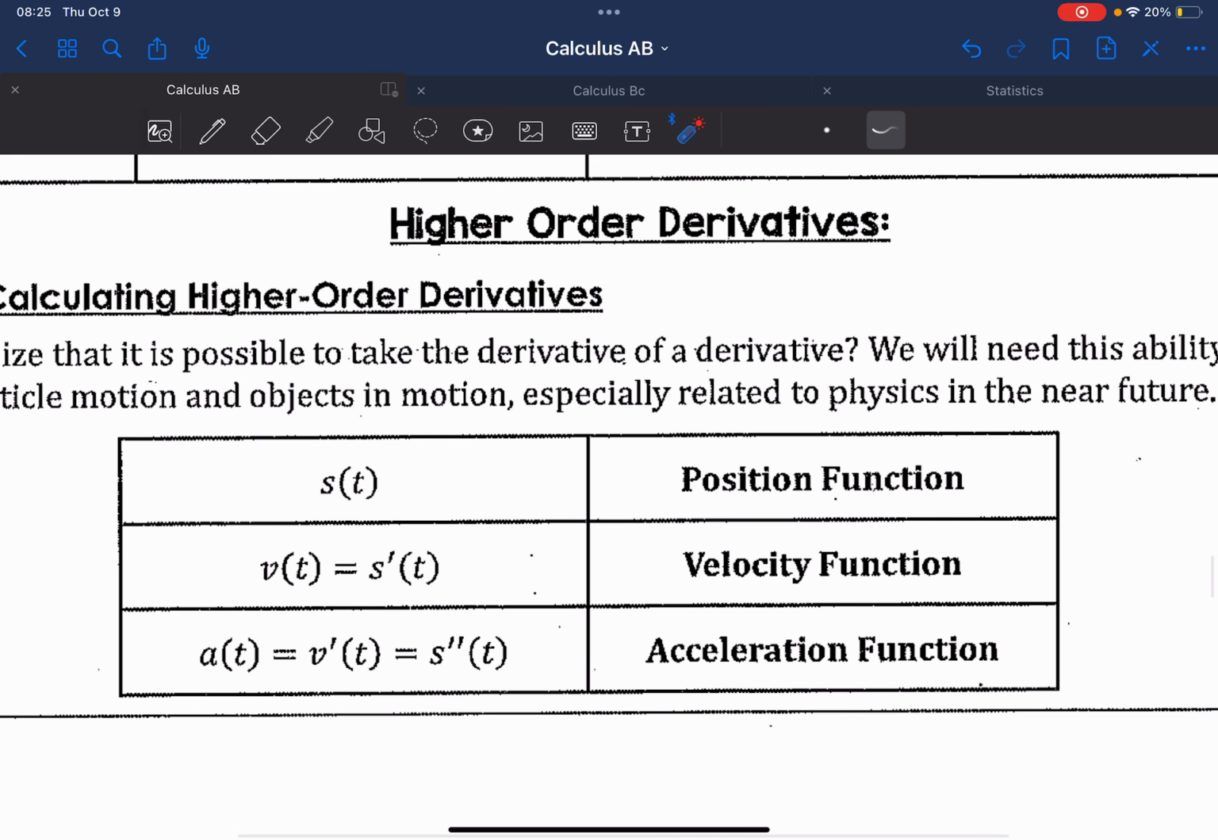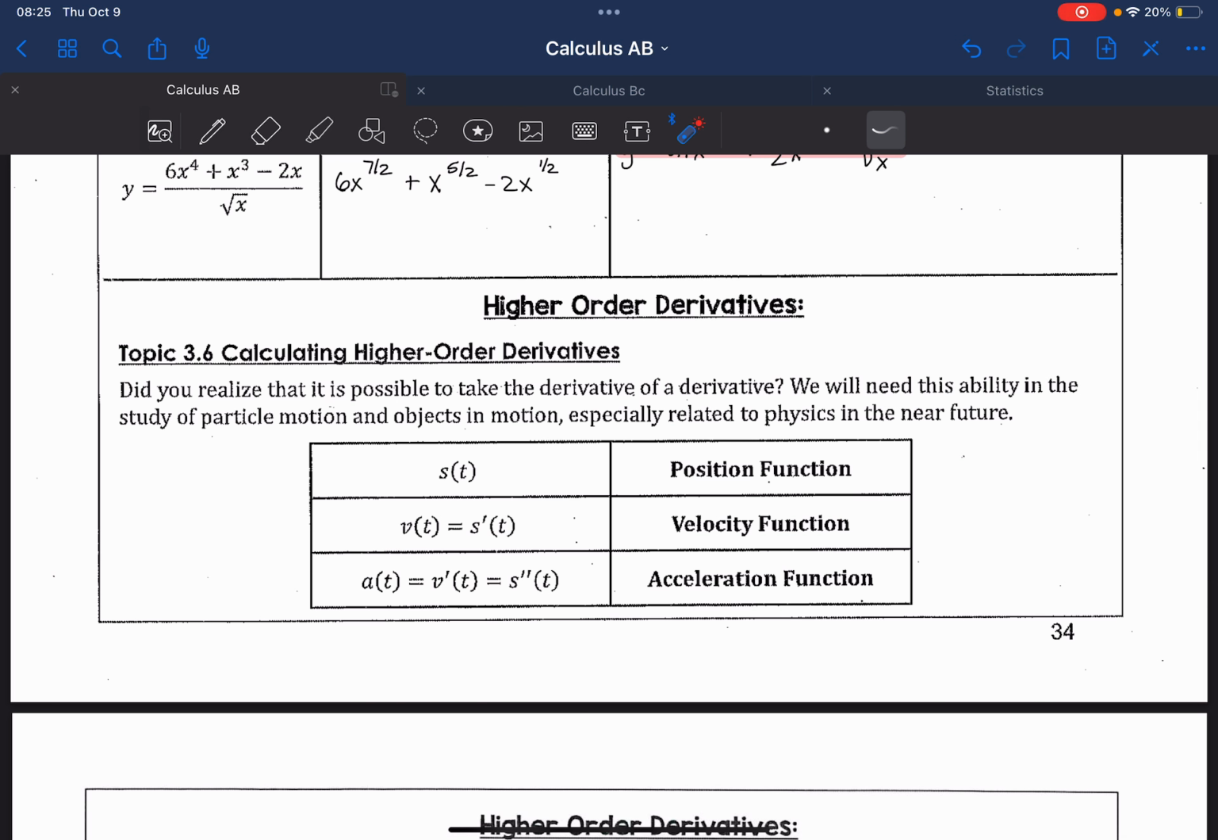Another big thing here, it says higher order derivatives. So this is now taking you from calculus to physics. So it says S of t is the position function. Velocity is the derivative of S of t. And acceleration is the derivative of velocity, or in other words, the second derivative of the position function. So this is talking about higher order derivatives, which means we can not only take the derivative one time, but we can take the derivative 2, 3, 4, 5 times, as many times as necessary.